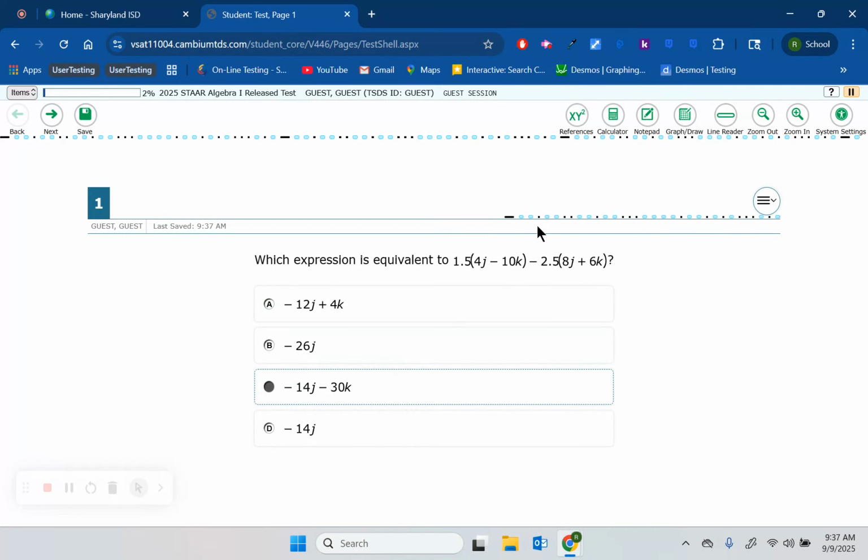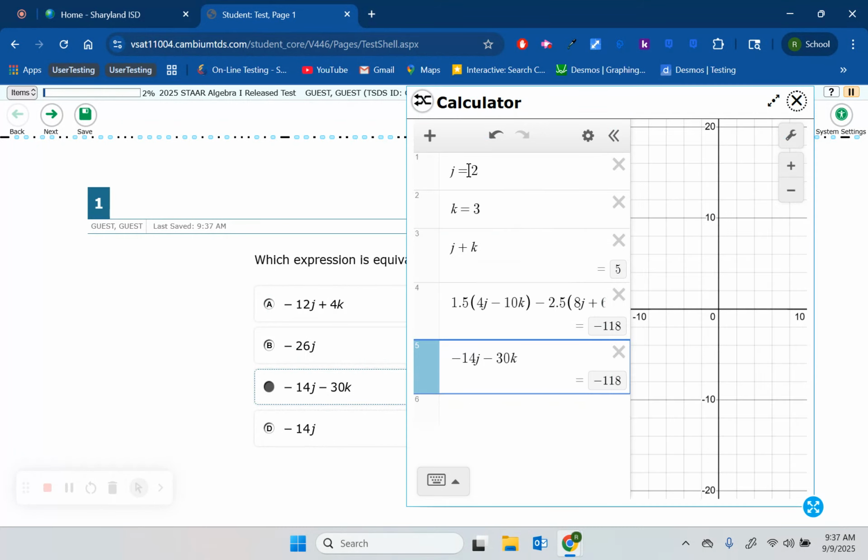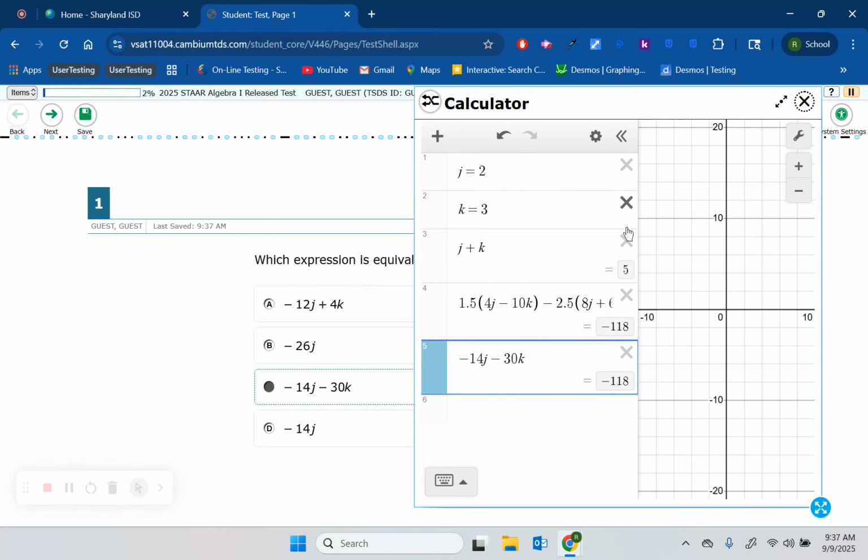J was 2, K was 3, and I pressed enter. All right, J was 2, K was 3. I checked it. J plus K is 5 because 2 plus 3 is 5. I plugged in the first expression on top, just the way it looks, and I got negative 18 because it substituted 2 and 3. And I just started plugging in my answer choices, and so I got that same answer, negative 18, which means C is my answer.